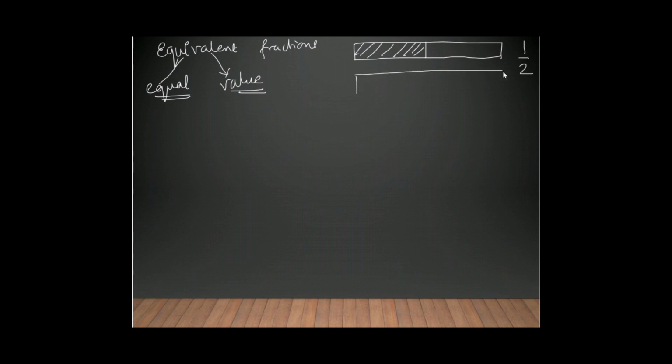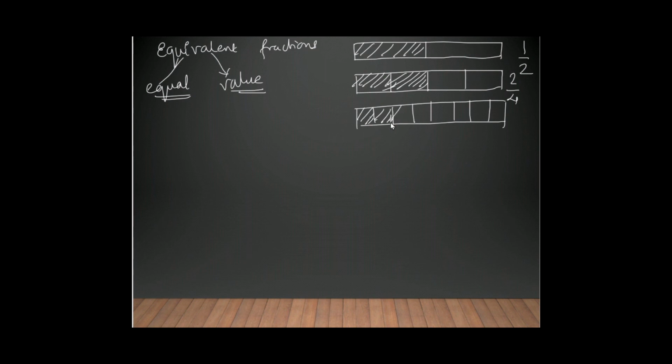Now I have the same size of rectangular strip, but now I am dividing that into 4 parts, and I am shading 2 parts out of it. So the fraction represented by the shaded parts is 2/4 now, because there are 4 equal parts and 2 parts are shaded. Now I have the same strip and I am dividing it into 8 equal parts: 1, 2, 3, 4, 5, 6, 7, 8. And I am shading 4 parts from this. So my fraction is 4/8.